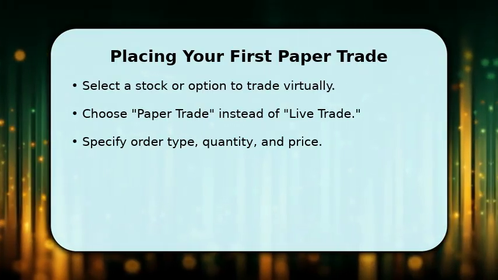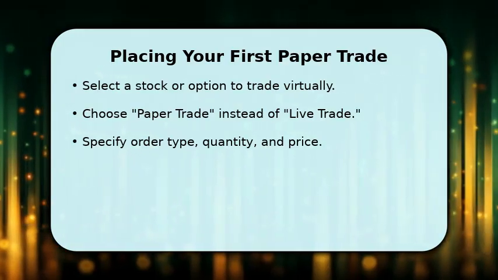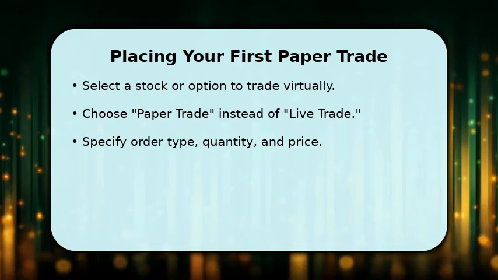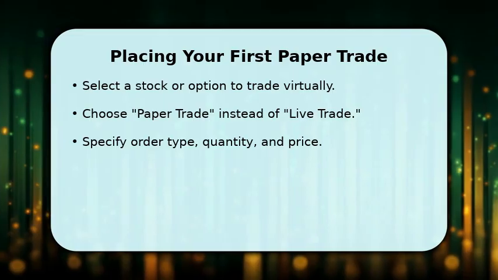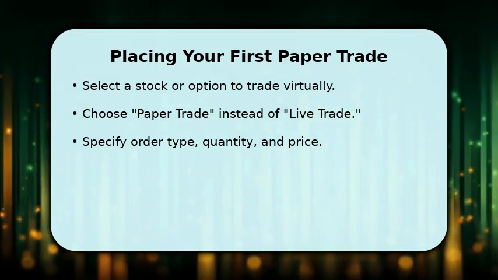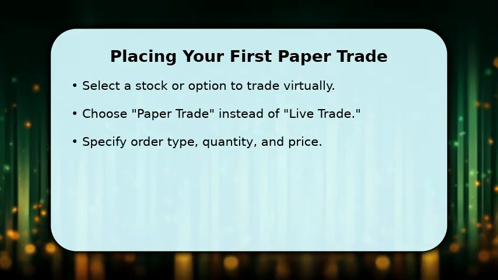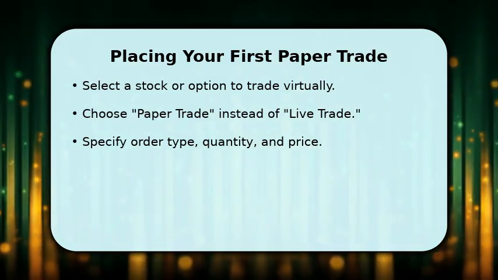After selecting your desired asset, you'll see the familiar order entry screen. Crucially, ensure you select paper trade rather than live trade to avoid real transactions. You can then specify your order type, such as market or limit, the quantity of shares, and your desired price. Confirming the order will execute it within your virtual portfolio, simulating a real market transaction.